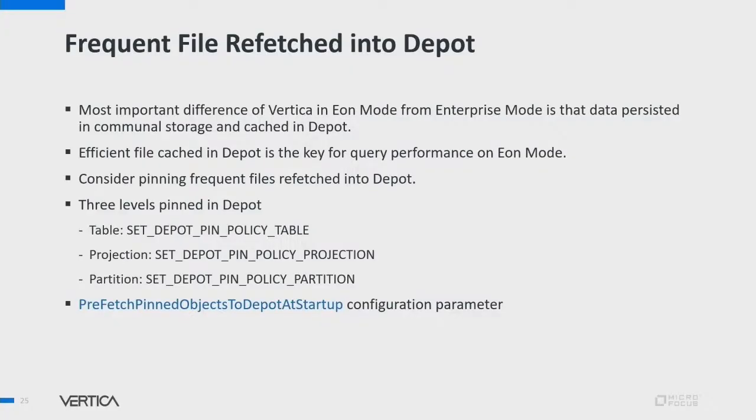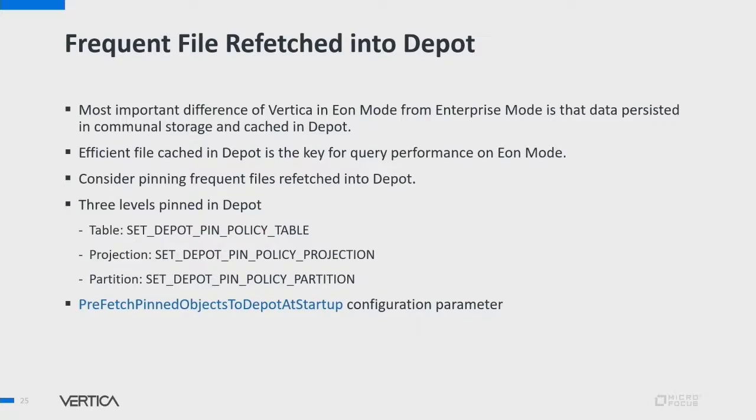In Eon mode databases, the entire data resides in communal storage and recently accessed data in the depot. Reading a data file from the depot is faster compared to reading the same data file from communal storage. Due to this, a given query's performance may vary depending on whether all the query's data is read from the depot, or from communal, or part of the data from the depot and the other part from communal.